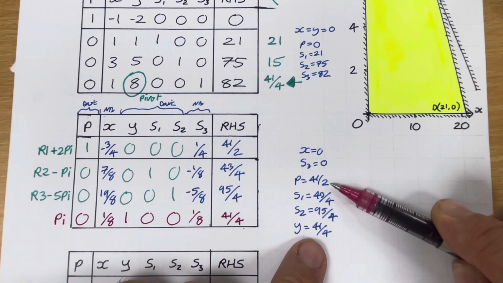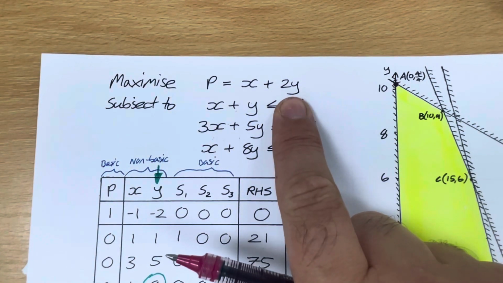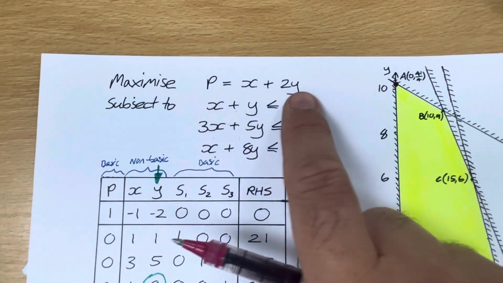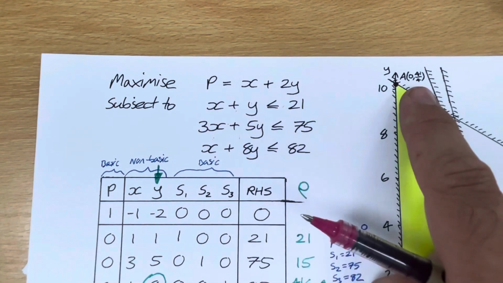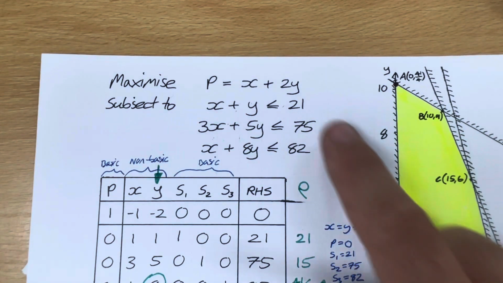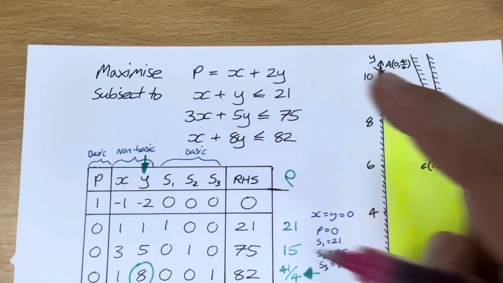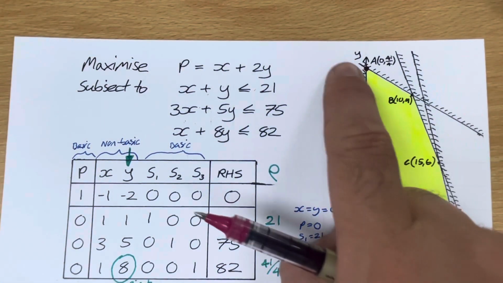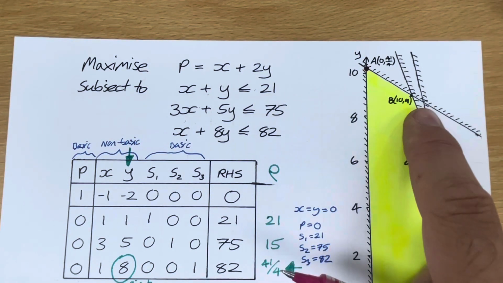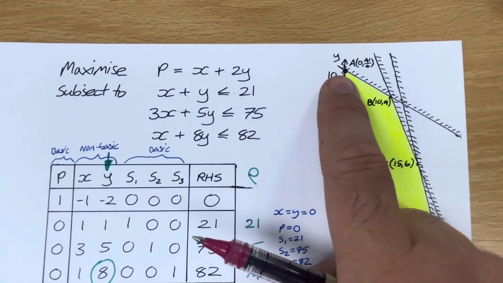At the point A, P has the value 41 halves, and you can take x equals 0 and y equals 10.25 and put it into here, and we get indeed that what P is 41 halves, or 20.5. What else have we got? S3 is 0. That's because we are now on this boundary, so there's no slack left because x plus y equals 82.